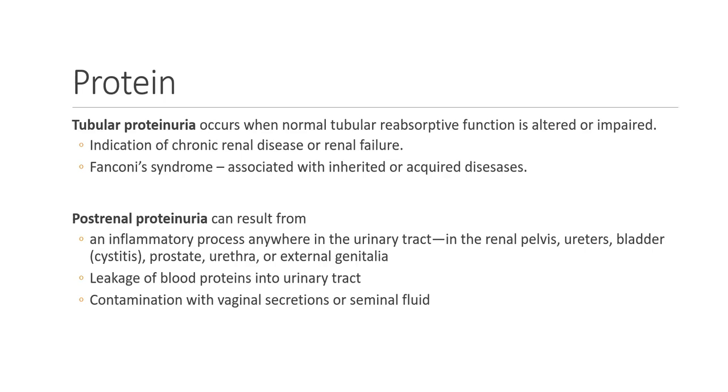Postrenal proteinuria can result from an inflammatory process anywhere in the urinary tract. It could be in the renal pelvis, the ureters, the bladder, the prostate, the urethra, or external genitalia. The leakage of blood proteins into the urinary tract will then be detected in the test for protein. Contamination with vaginal secretions or seminal fluid will also increase the protein, and that's why it is normal to have a small amount of protein present in the urine, especially in women.